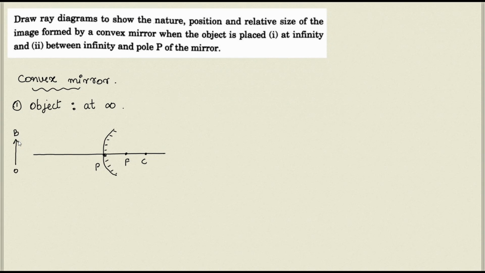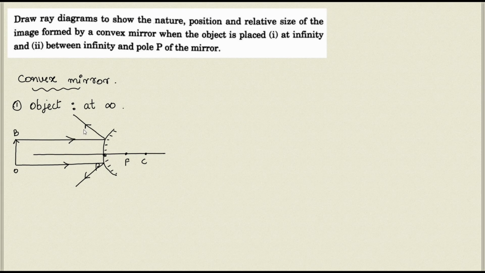Now always choose two parallel rays. So the first parallel ray we can draw like this, parallel to the principal axis. As it is a convex mirror, it will reflect the ray by diverging it out, isn't it? The light ray will diverge out. Likewise, the second parallel ray, you can draw it from below the principal axis. Yes, like this. After reflection, it will also diverge out.